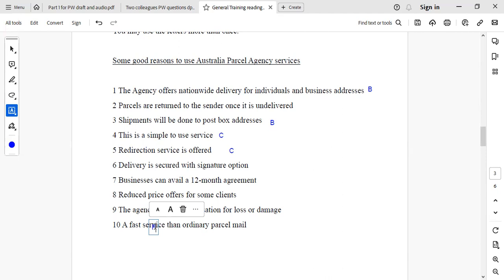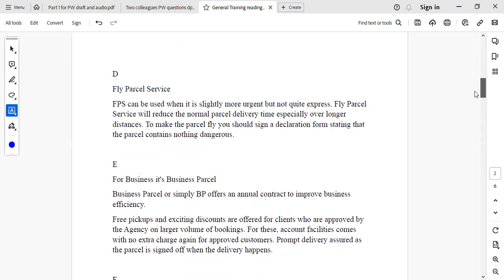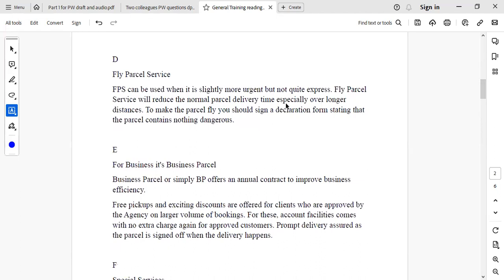Just give me 1 minute. It could be used, yeah, somewhat better than the normal parcel, especially over long distances. It will reduce the normal parcel delivery time, especially over longer distances. Why not?